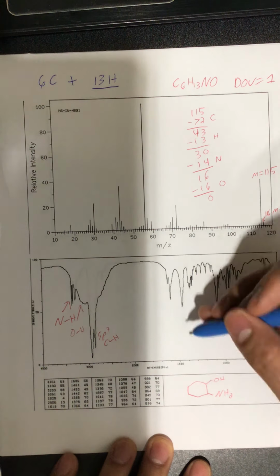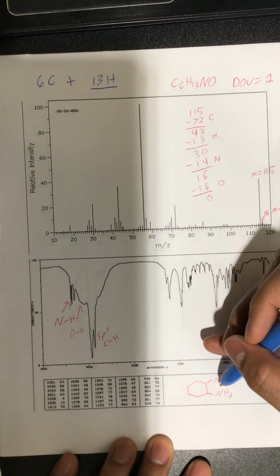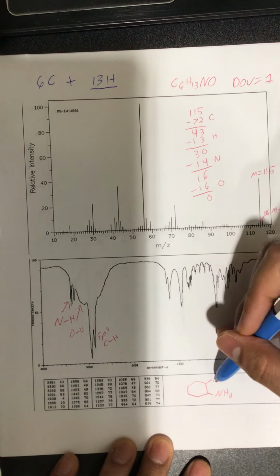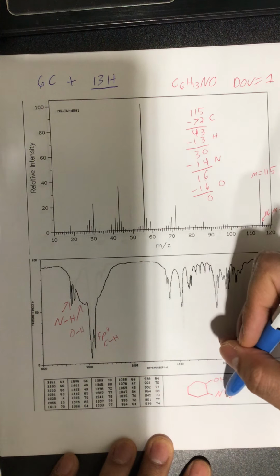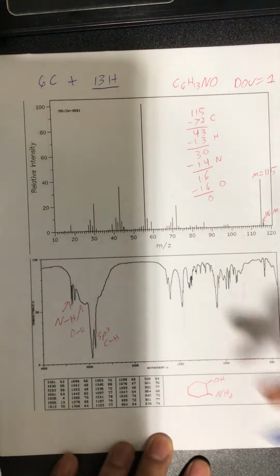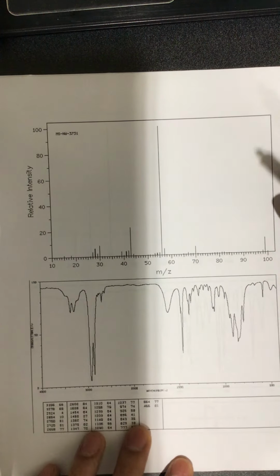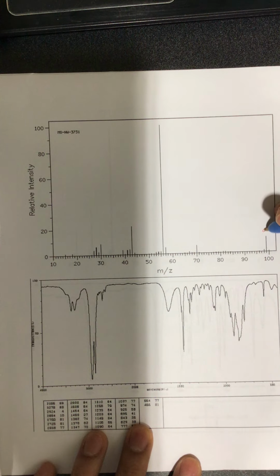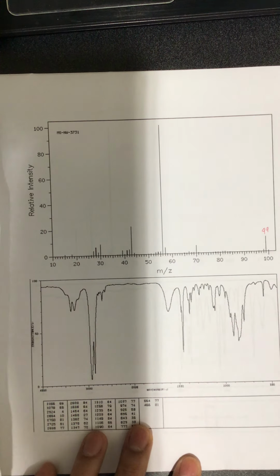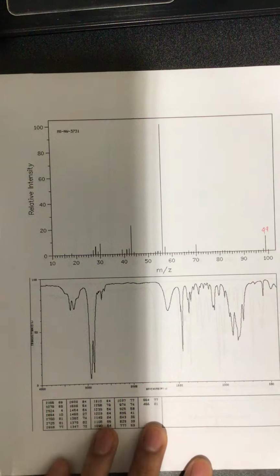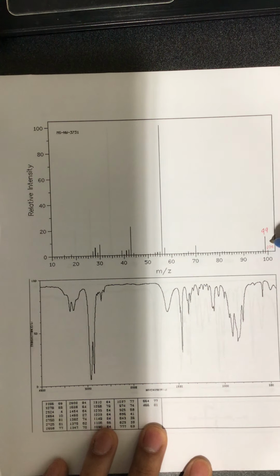Actually, I know why this is. So this is the right compound, and I know why this looks so messy. It's because this OH can hydrogen bond with this NH2, and that's why this kind of looks messy there. All right, next one. So we're here, this is 99 here. This is 100, there's one there, the M plus 1. So M is equal to 99.